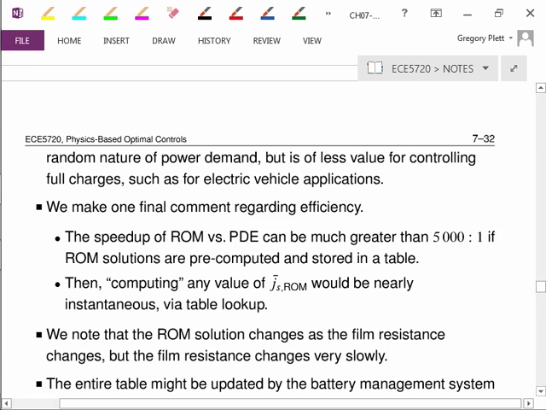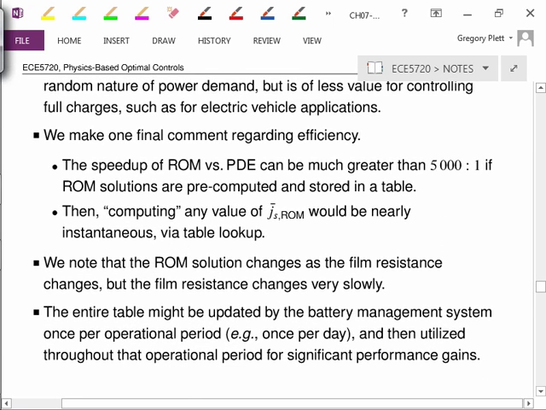We make another comment before concluding this section regarding efficiency. The speed up of the reduced order model versus the PDE can be much greater than 5,000 to 1 if I pre-compute some model solutions and store them in a table. Then computing any value is nearly instantaneous using a table lookup. So it's possible to employ more sneakiness and more memory to reduce the computation requirements.